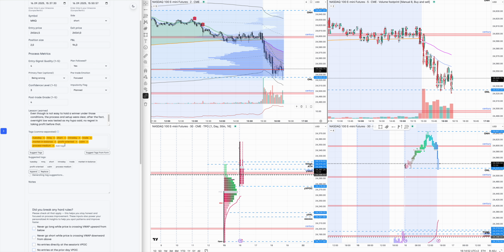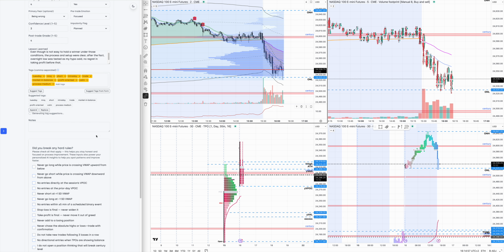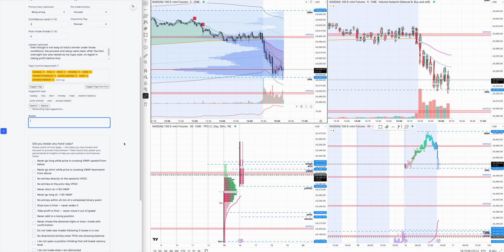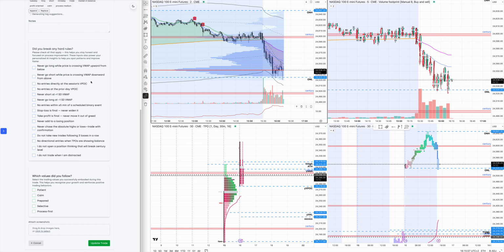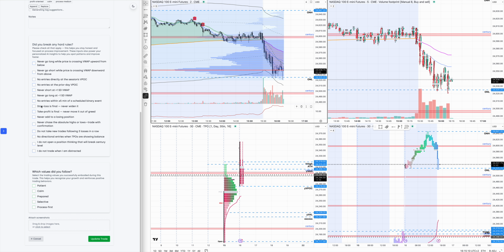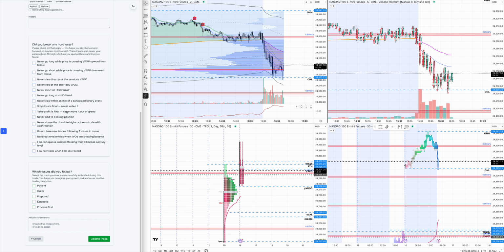So I think those are good. Intraday, trade, market imbalance, profit-oriented, calm, process medium. Yeah, it's fine. Notes, I don't have so many notes actually. Then, if I broke any rules, and those rules of course are the ones I have created in my profile, let's see. No long while price is crossing VWAP upwards. No. Also not. Stop loss is final, good.